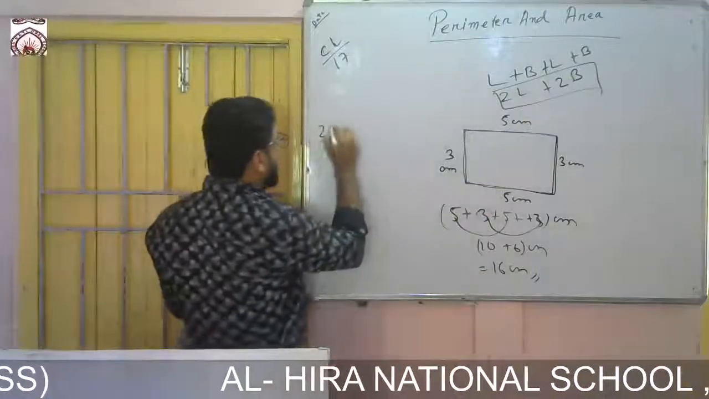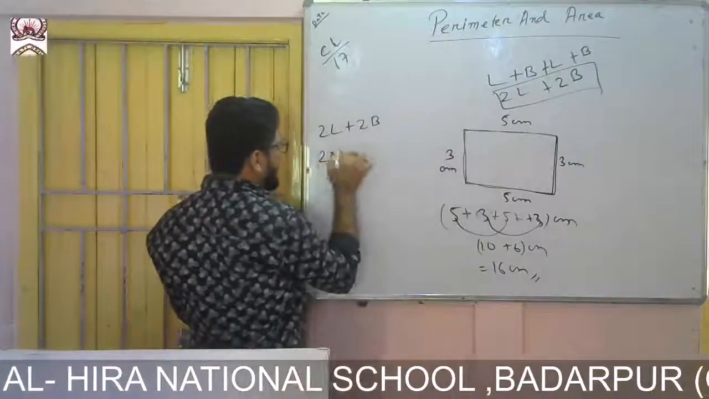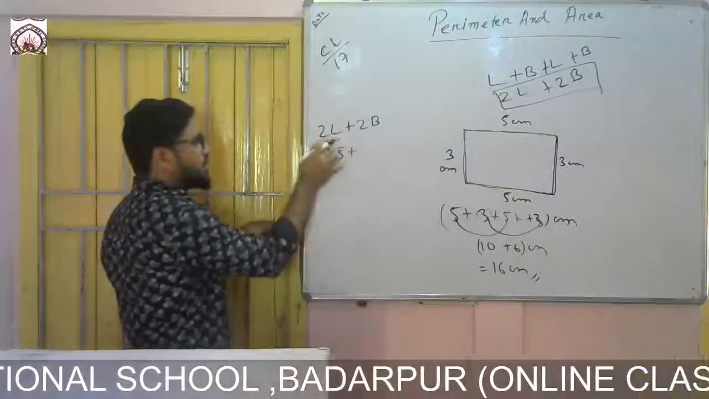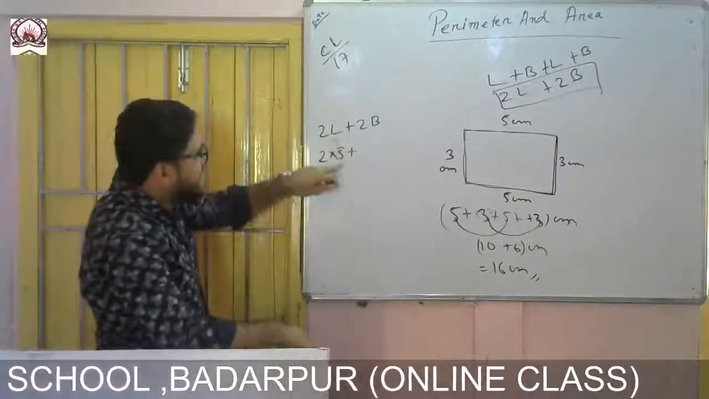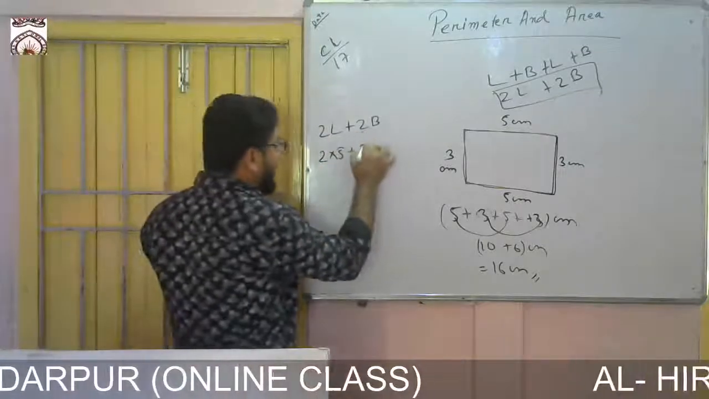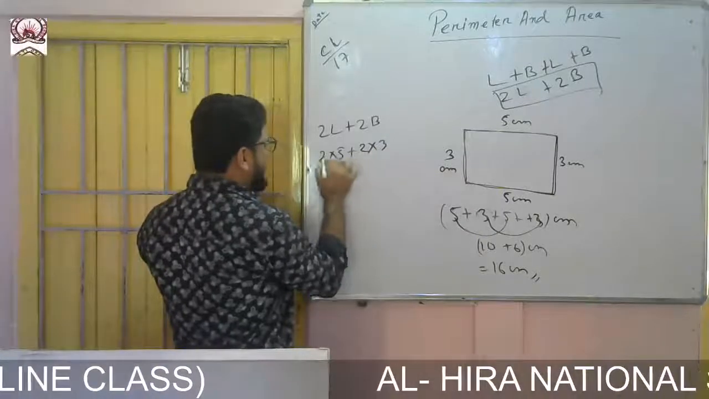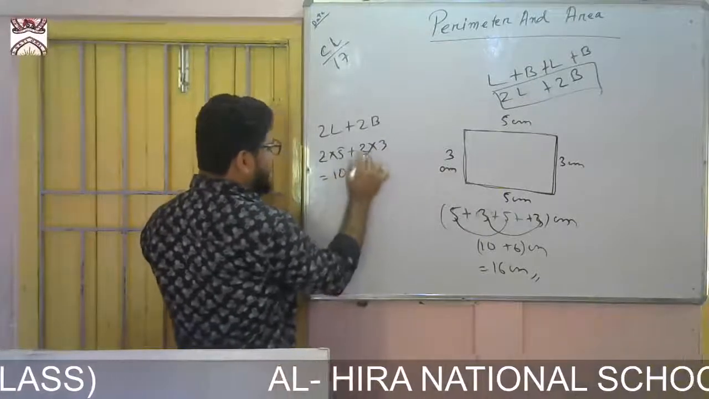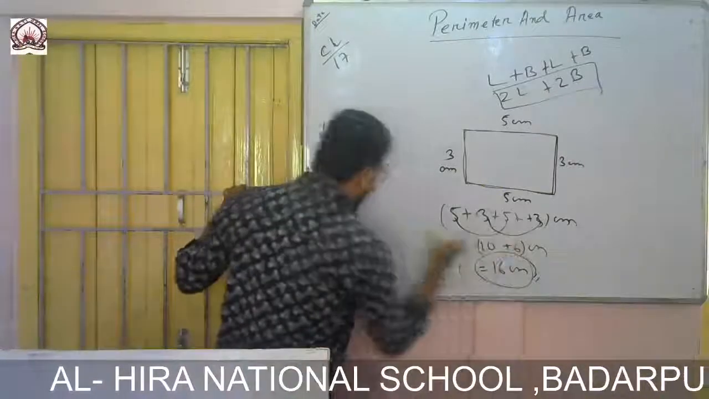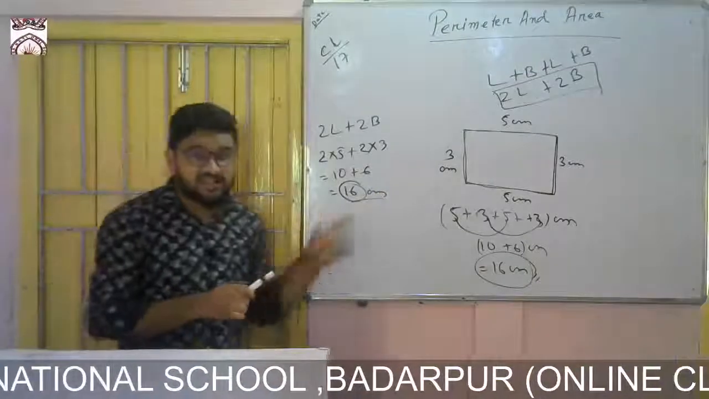You see, 2L plus 2B. Length is 5, so 2 into 5. 2L means 2 and L are in a relation of multiplication, so whenever I put the value 5, I need to put a multiply symbol. Here 2B means 2 into B, and B is 3 centimeter. So 5 twos are 10 plus 3 twos are 6, again we are getting 16 centimeter.